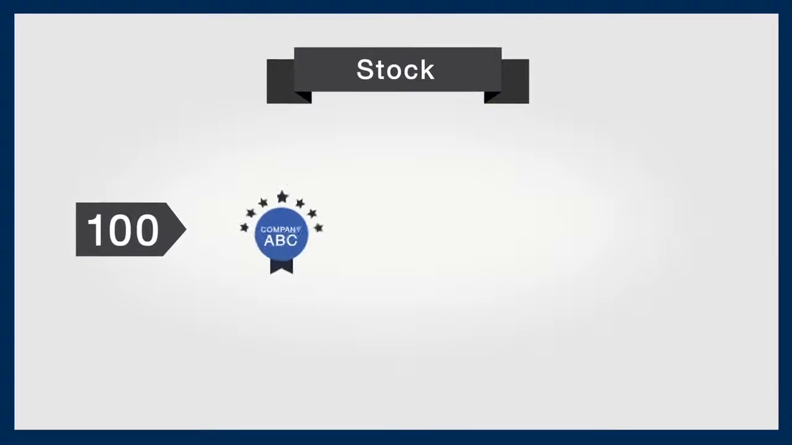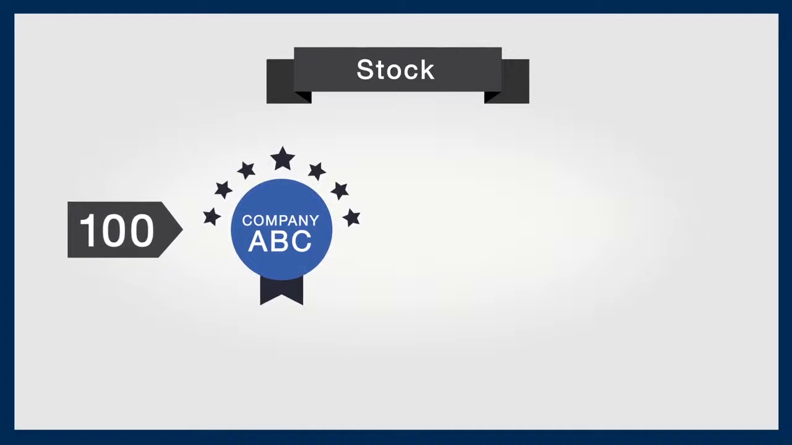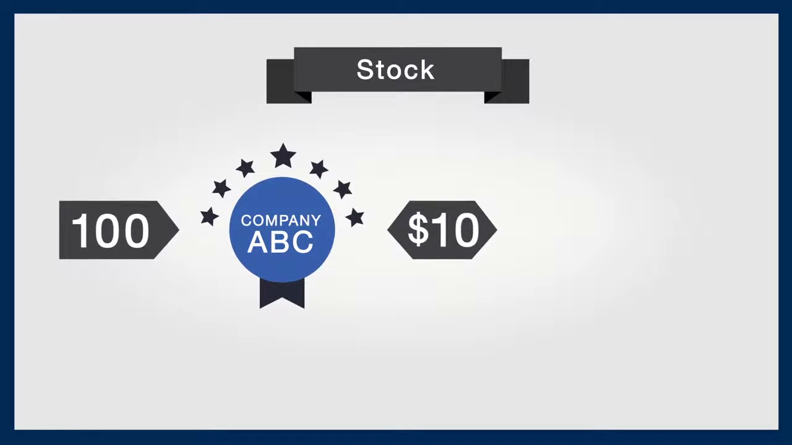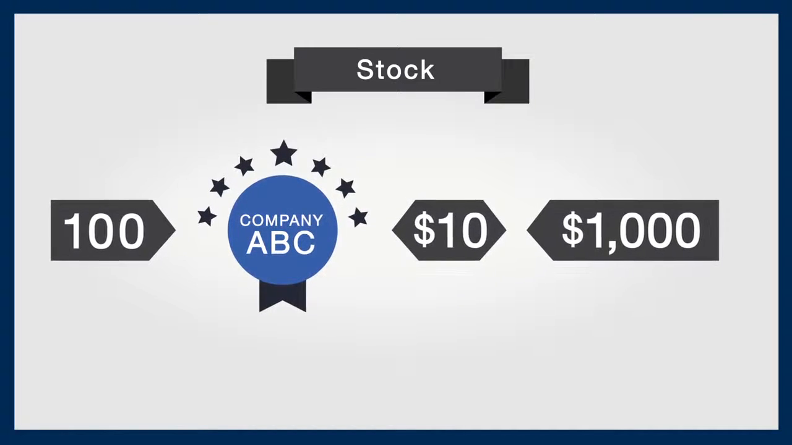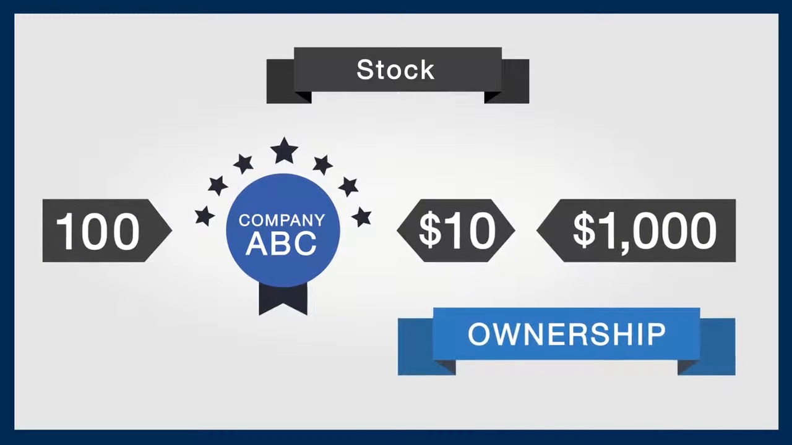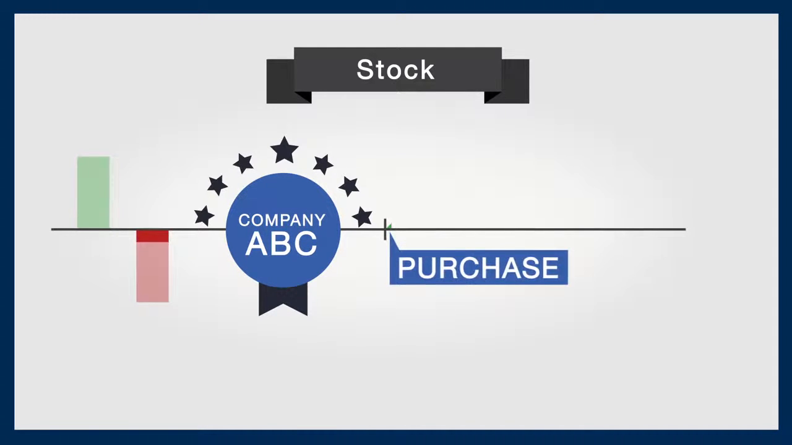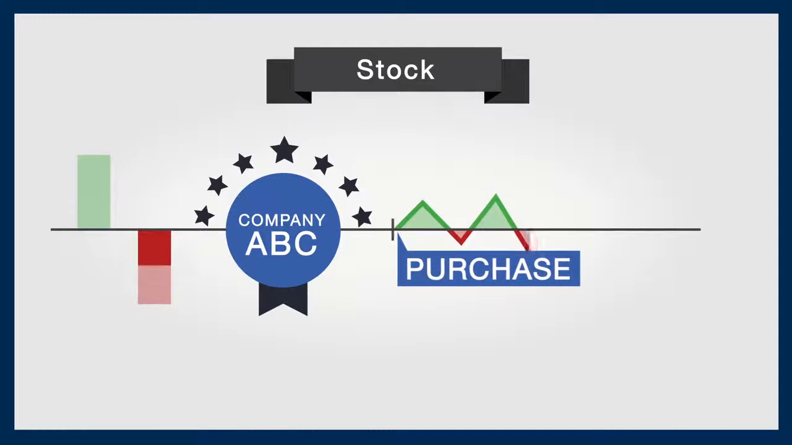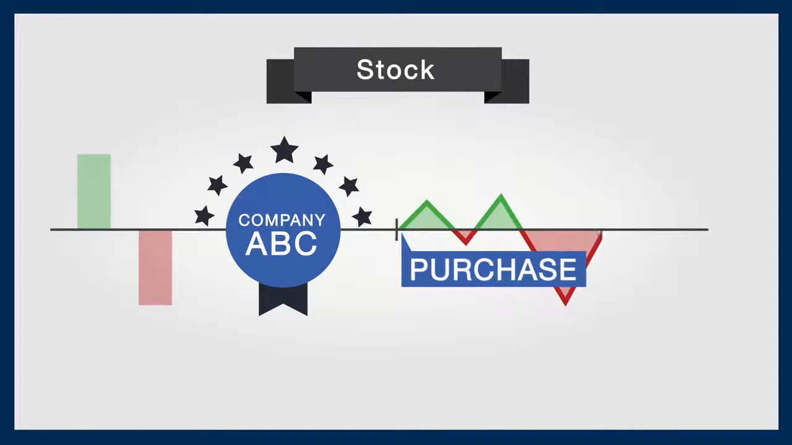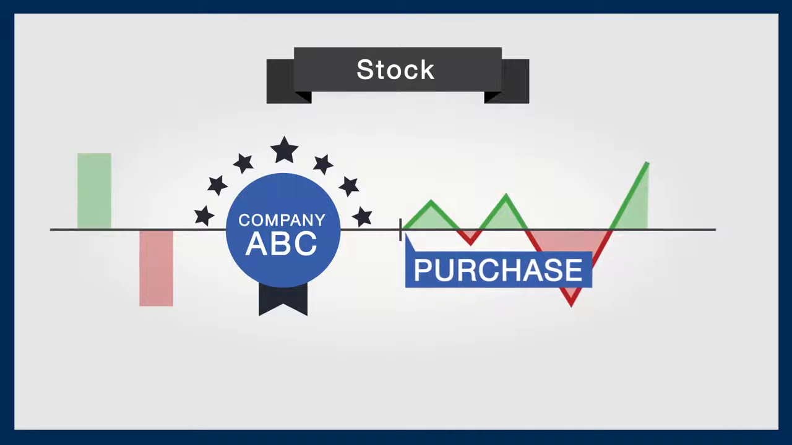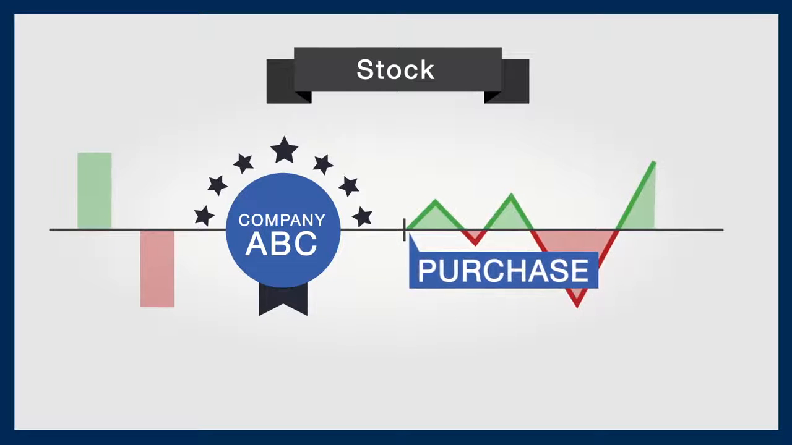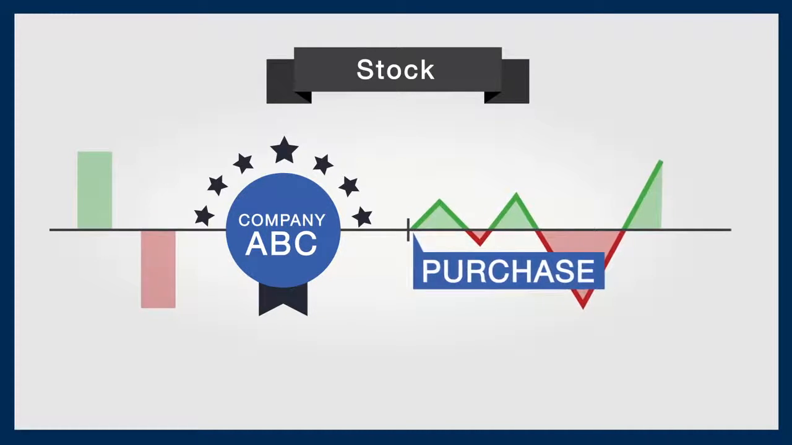To buy 100 stocks in company ABC at $10, you need $1,000. Purchase equals ownership. The price of a stock goes up and down depending on many factors. You purchase the stock at a quoted price, and the rise or decline in the stock's value results in either a profit or a loss. It's considered a traditional way to trade financial markets.